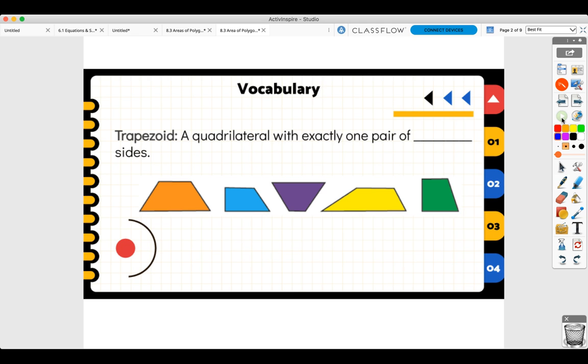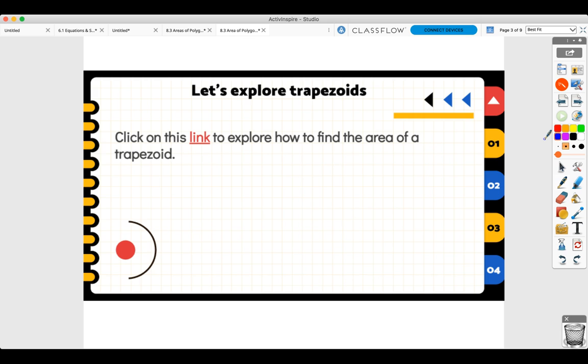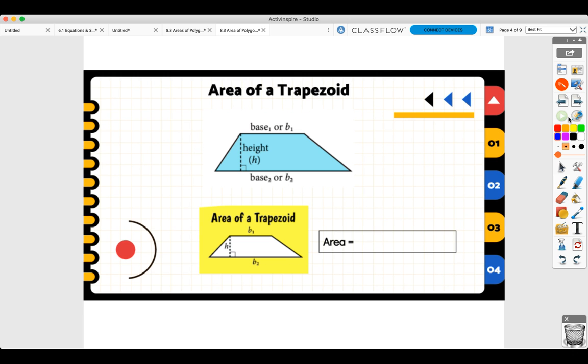A trapezoid is a quadrilateral with exactly one pair of parallel sides. So you have parallel sides, always one pair of parallel sides. Okay? We clicked on this link and we explored this before we did the notes, okay? That's why I'm not gonna go ahead and do this.